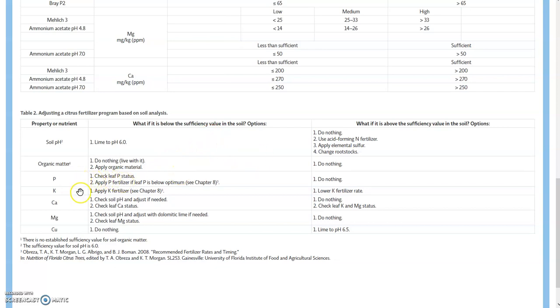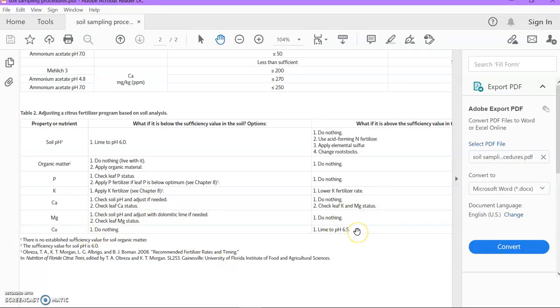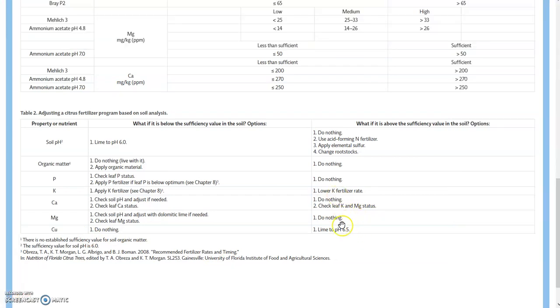For phosphorus, potassium, and calcium, we can get the status by checking the leaf, and the same for magnesium. If you have a low copper value, which is also a micronutrient, you don't need to worry about that. And if you have a higher value, then lime to pH 6.5. Lime, in the sense that you need to add lime to increase the pH, because a pH value of 6 in the soil is the optimum value for plants to grow, because that is the suitable condition for the plants to uptake the nutrients. So these are the things you need to keep in mind.